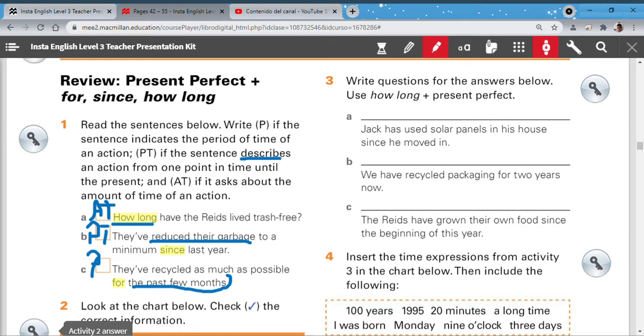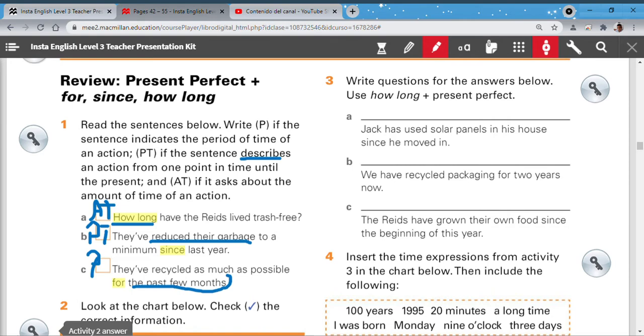Letter B. We have recycled packaging for 2 years now. How long have you recycled packaging? Letter C. The rates have grown their own food since the beginning of this year. How long have the rates grown their own food?